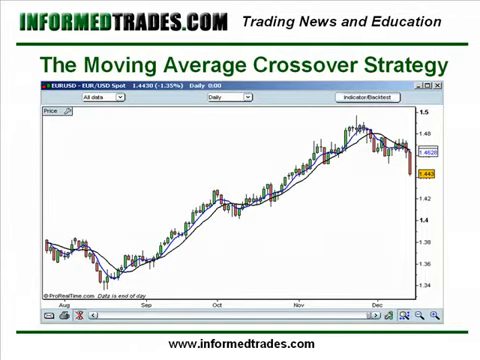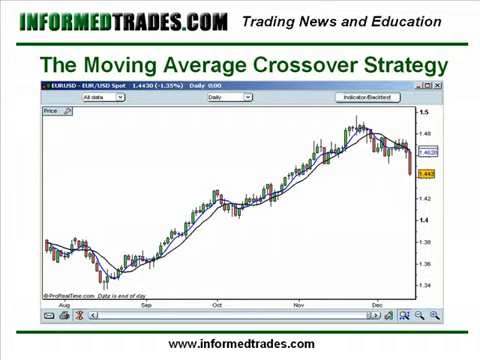Moving average crossovers, so plotting a longer-term moving average on a chart with a shorter-term moving average. In this case I've got a 10-day, which is the black line, and a 5-day moving average, which is the blue line, and then the strategy here is to trade when the shorter period, the 5-day in this case, crosses below, you sell, and when it crosses above, you buy.